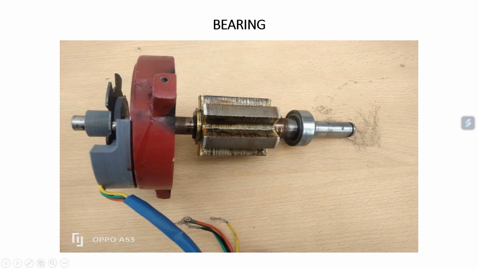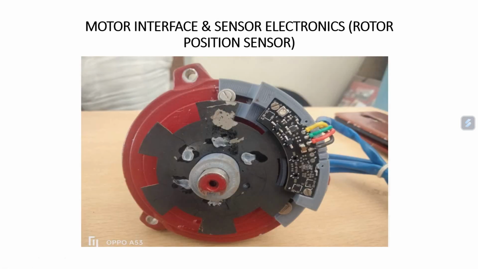Next part is bearing. You can observe here on this motor shaft of the switch reluctance motor, this bearing is available. Okay. Next part is motor interface and sensor electronics. That is the rotor position sensor.